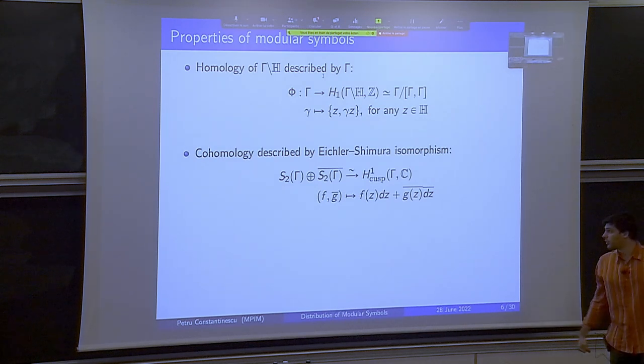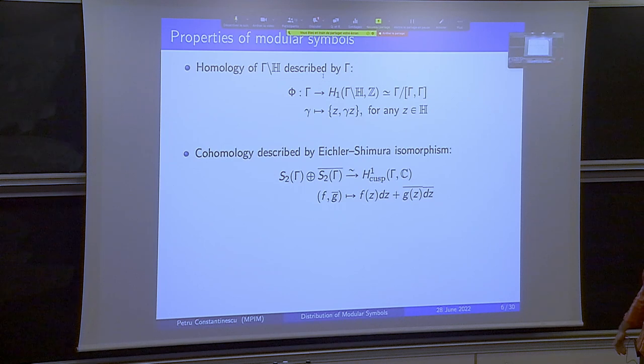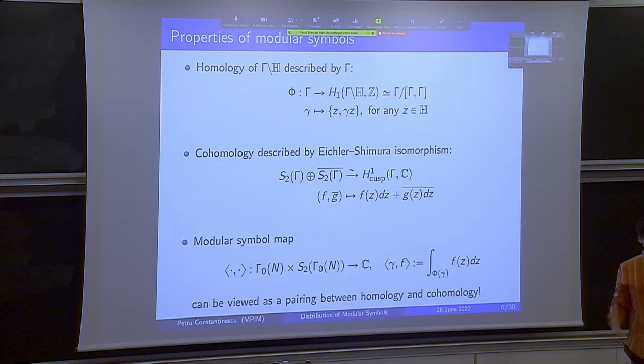And because of the Eichler-Shimura isomorphism, we know that the cohomology is described by the cusp forms. This is called the holomorphic and anti-holomorphic part. So if I give you two cusp forms, then all the one forms, all the classes in the cohomology are given by this. Here I'm implying a bit the de Rham isomorphism. And it's very important that if you only want to restrict to harmonic cuspidal one forms, they will only be given by f of z dz. But in general, this is the description of all of them. So with this in mind, you can really see that the pairing I described above is just a pairing between homology and cohomology. Homology is described by gamma naught N, and the weight two cusp forms give you the cohomology.